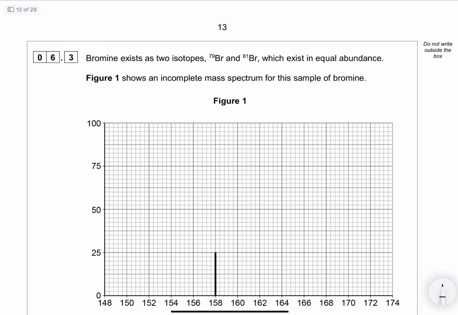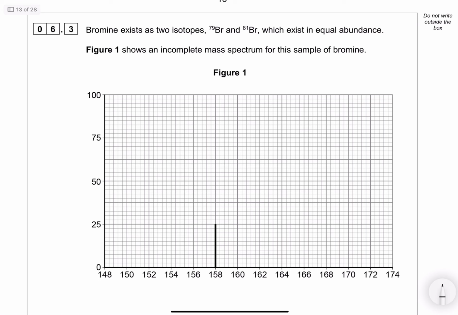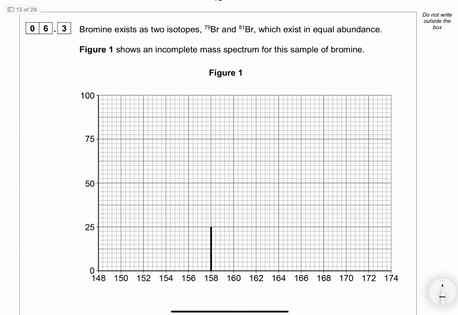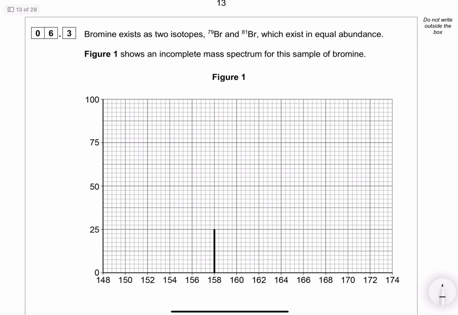The bromine exists as 2 isotopes which are in equal abundance. Figure 1 shows an incomplete mass spectrum for this sample of bromine. So we've got to figure out the possibilities of the different ways that we can have this. There's a number of ways you could do this. You might want to do a probability tree, but we've got 2 isotopes, 79 and 81.